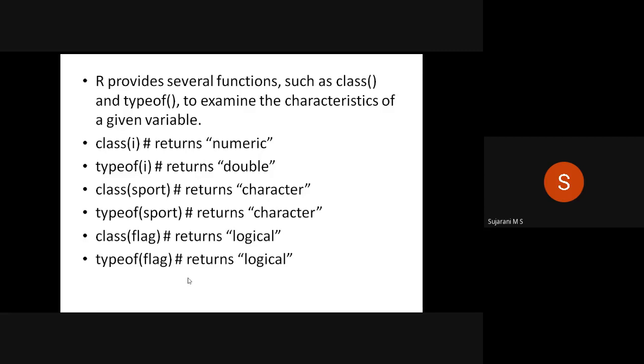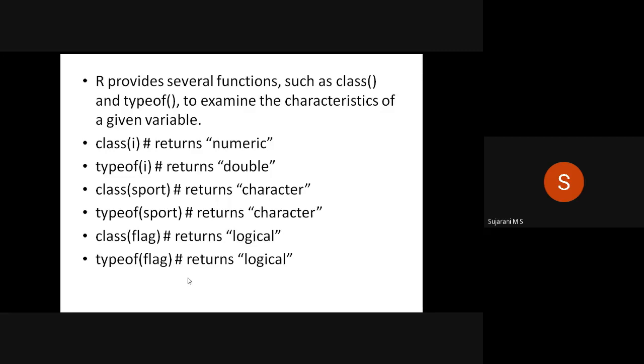Basically, this i belongs to numeric. That category is listed in the class function. But in the case of the typeof function, it expresses how this value will be stored in memory. In memory, this i is stored as a double value. By default, it is taken as a double value. But in the class function, it is categorized as numeric, because a double generally comes under the numeric category. That is the basic difference.